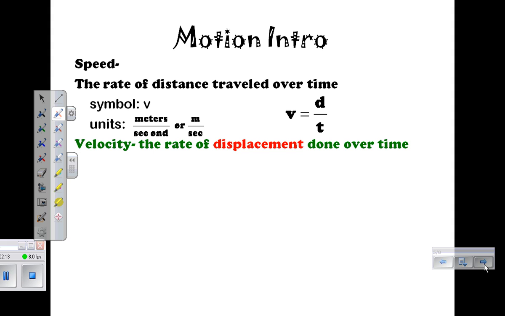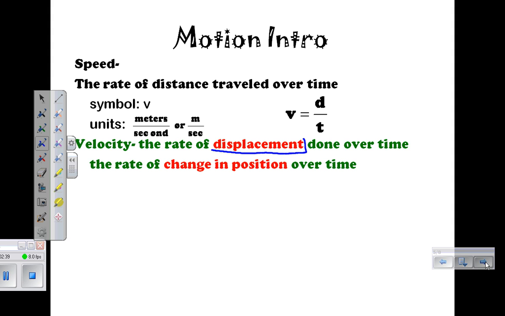Velocity, however, is slightly different. Velocity, the rate of displacement done over time. Because of the term velocity, that's why we use the v. Another way to define velocity, the rate of change in position over time. Because really, that's what displacement is. It's just the change in position.